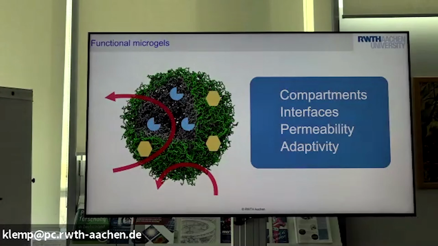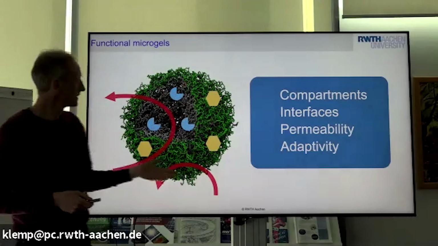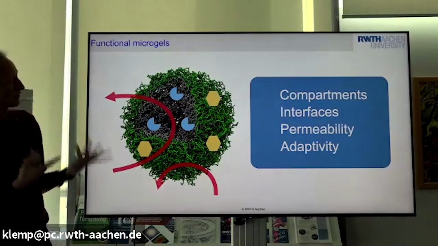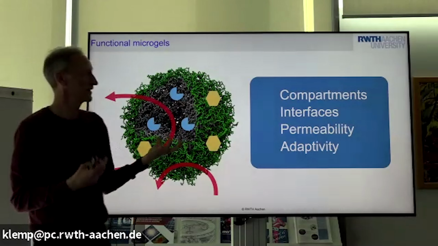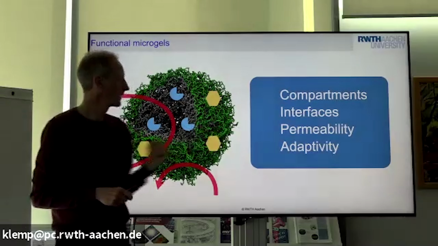Okay, now this is illustrated here. We can use this to make compartments. We can use different polymers. I will show that in a minute. But it also tells us that we have an interesting interface between the microgel and the surrounding.